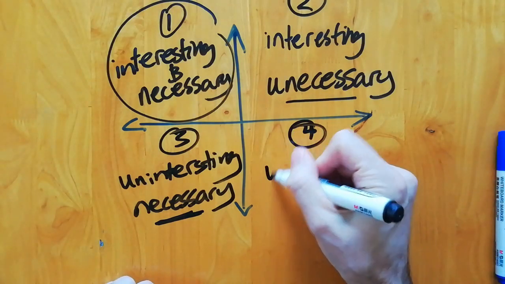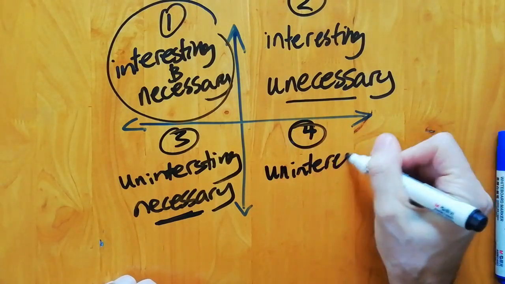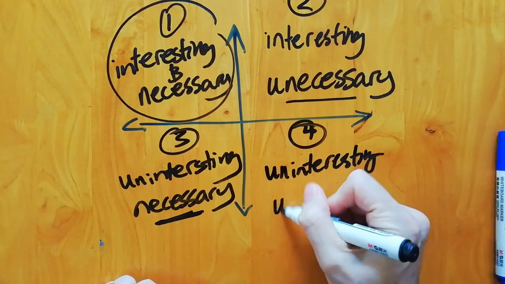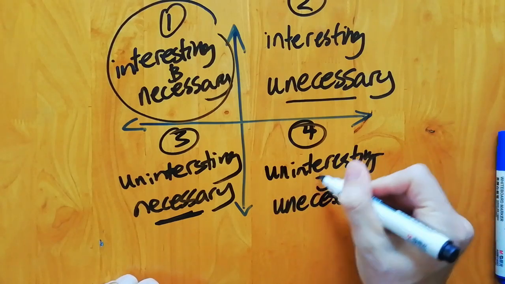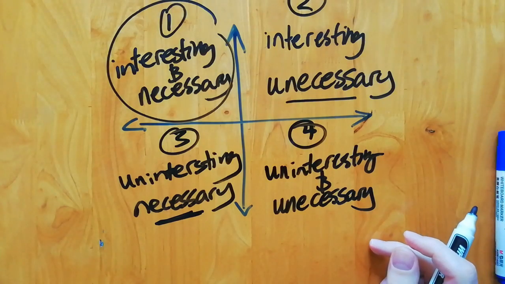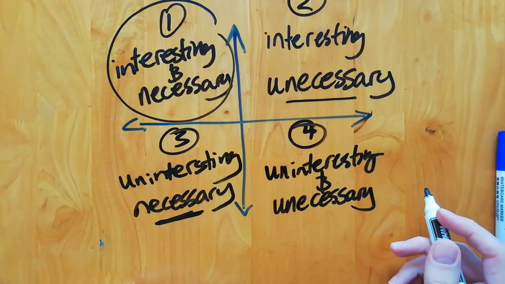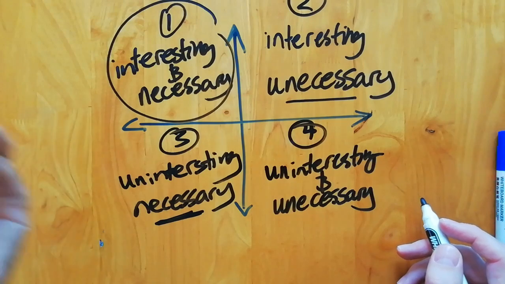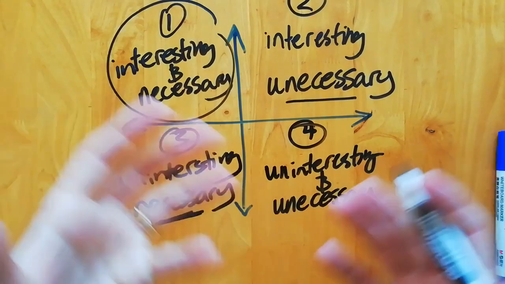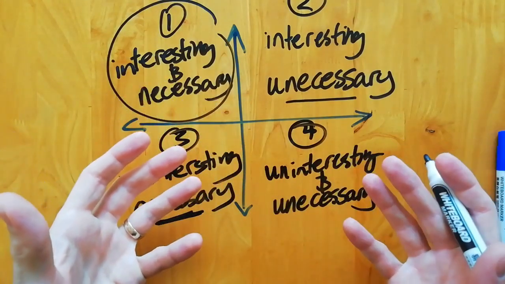Quadrant 4, we're going to write uninteresting and unnecessary. So in this case, you're not interested in the target language, and it's not really necessary for you to be learning that target language at all. Sometimes we start to learn a target language, maybe we're a little bit interested at first, or we have some reason, maybe it's not such a good reason to be learning that target language.